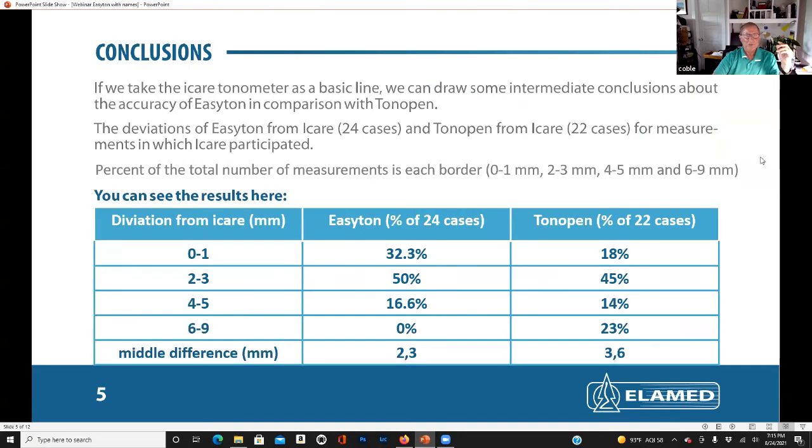Some of the comparisons that we had, we put it on a scale here and compared the iCare with EasyTon and the iCare with the Tonopen. And when I looked at these, we had 24 cases. That's 24 patients, 48 eyes, and almost 83% compared within 1 to 3 millimeters with the iCare. Whereas with the Tonopen, we had 63% within 1 to 3, but almost 80% between 1 and 5. So they all compared very well with our small test zones that we did in our office.